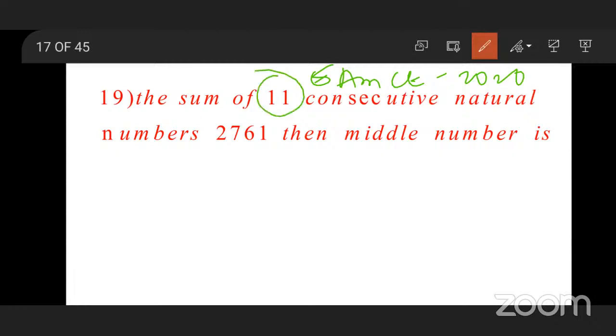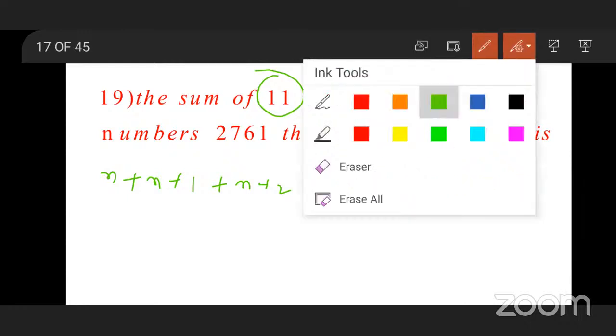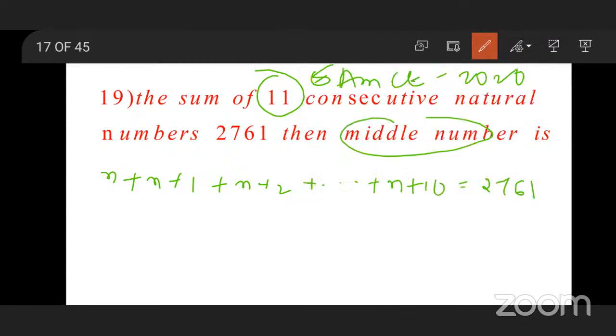11 numbers means I'm taking n plus 1, n plus 2, and so on up to n plus 10, and the sum is 2761. What are you asked? The sum of the numbers, not the average. The sum of 11, that's why I'm taking up to n plus 10: 0, 1, 2, 3, and so on up to 10, including 0, we get 11 numbers. What are you asked? The middle number. Out of 11 numbers, n plus 5 is the middle number.